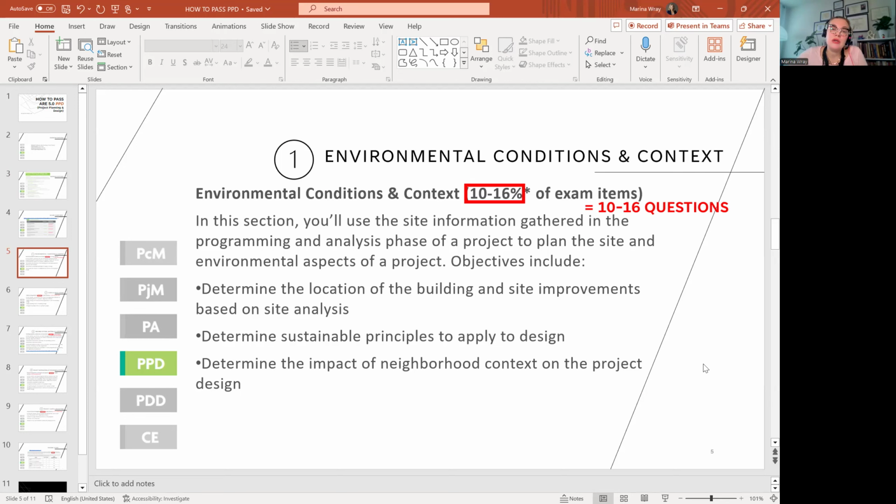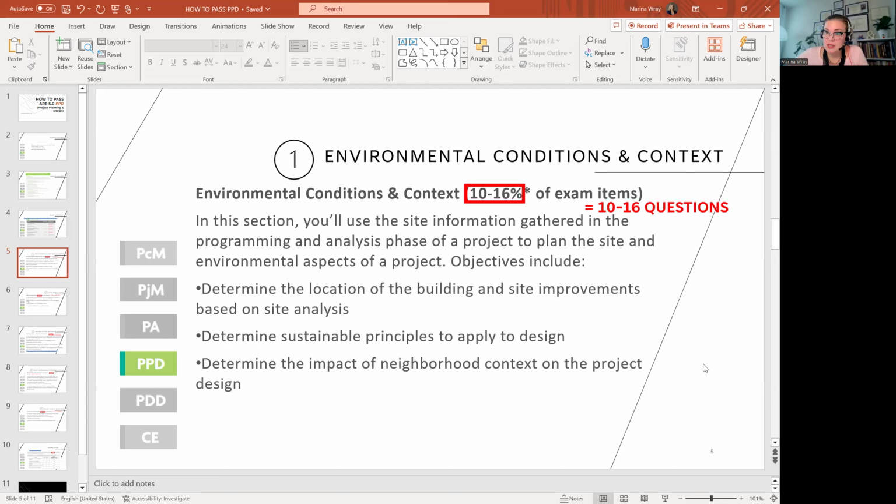And here you'll use the site information gathered in the programming and analysis phase of a project to plan the site and environmental aspects of a project. And there are 3 objectives in this section. So the first one is you need to determine the location of the building and site improvements based on site analysis. So what this means is that you will have to know where to place the building based on the restrictions of the site.